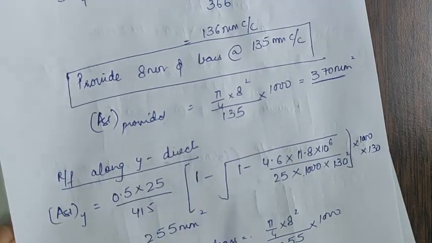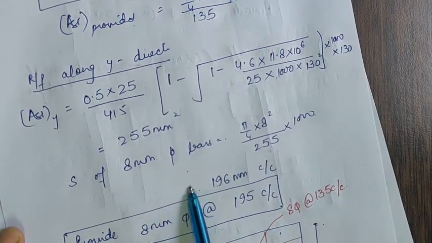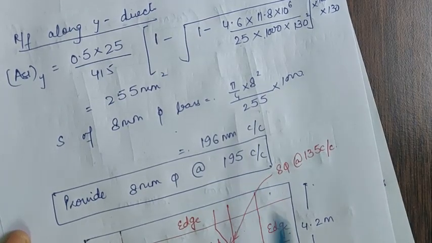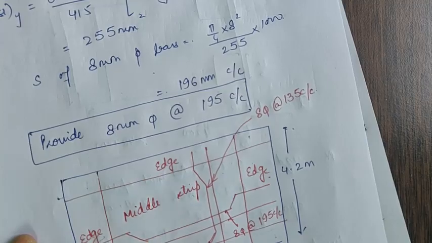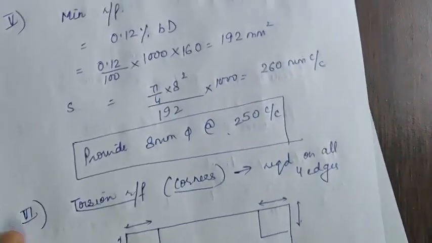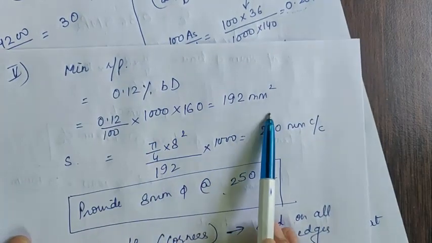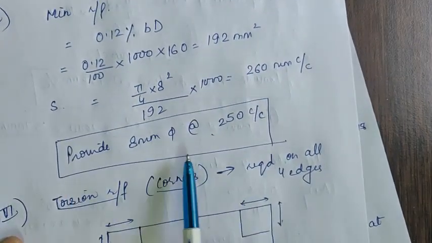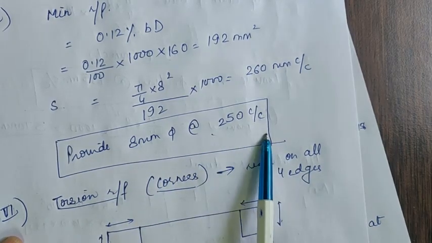Similarly, along the y direction, the spacing has come out to be 196 millimeters, that is 195 center to center. Then we wanted to get the reinforcement in the edges. The code says we are to just provide the minimum reinforcement. We found out how much the minimum reinforcement is, we found out the spacing, and we said that along the edges we will go in for reinforcement of 250 millimeters center to center.